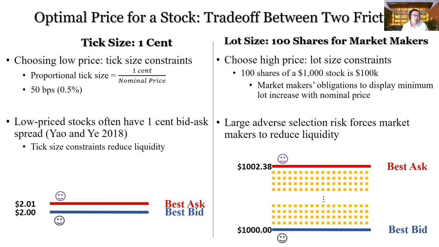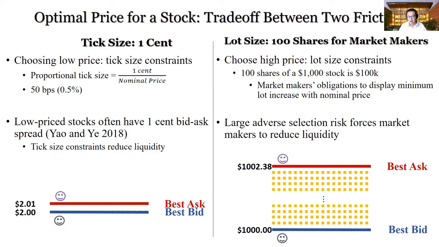But then maybe you can do the opposite. You choose a very high price, like Amazon, let's say 1,000, 2,000. If you choose a high price, you don't split. You face another thing, which I will show you. It's called the lot size constraint.